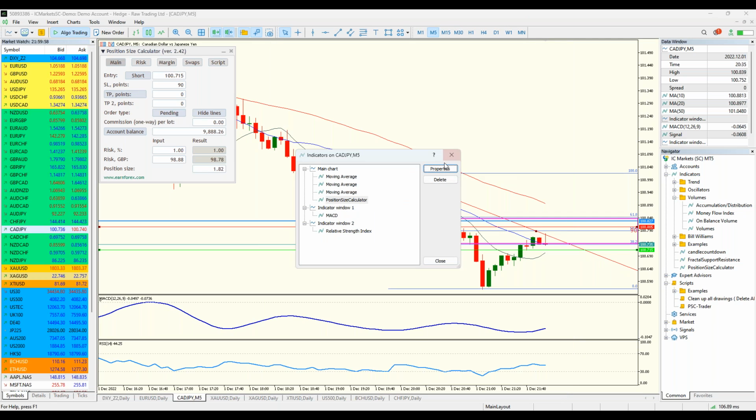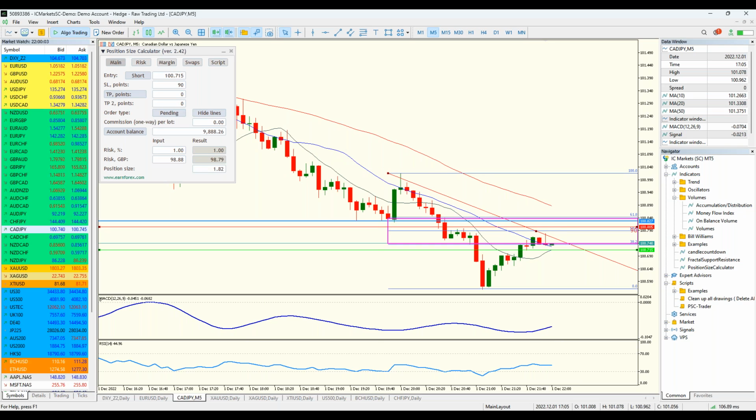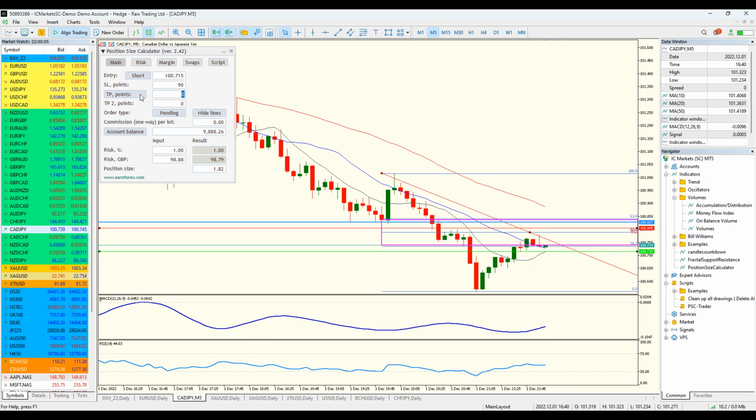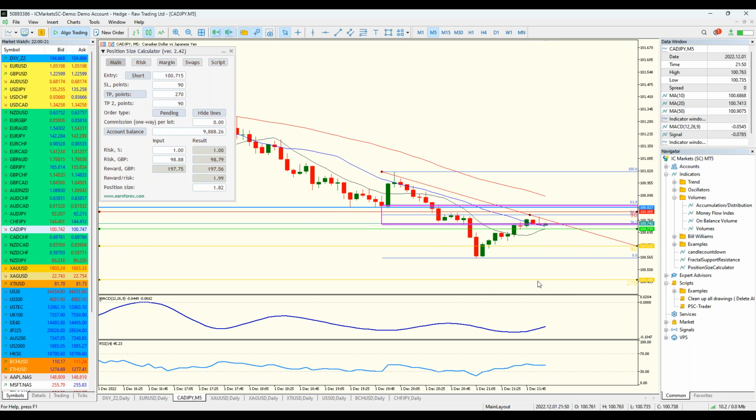So now I can see what's going on. We've got 90 points to my stop loss. So I'm going to set my first target at 90 and my next one at 270 or something like that. Let's just do this one at 90, and we'll do this one at 270. So it's a 3-to-1 on that one, for example. What that's done is set a final target down there and a 1-to-1 target over here.